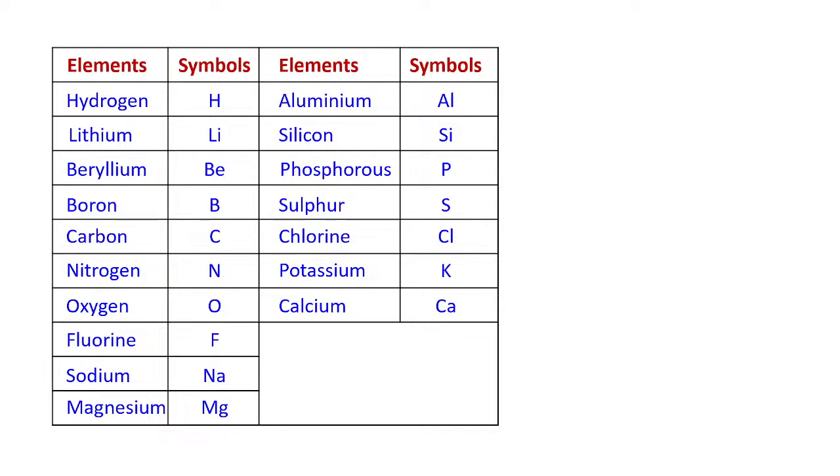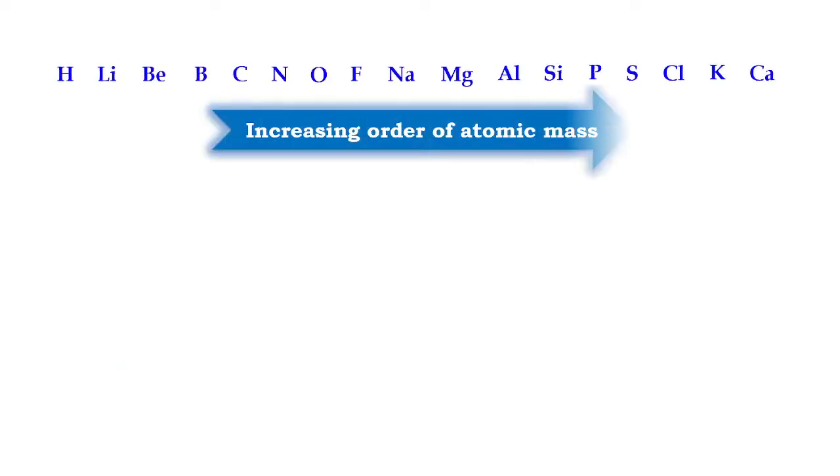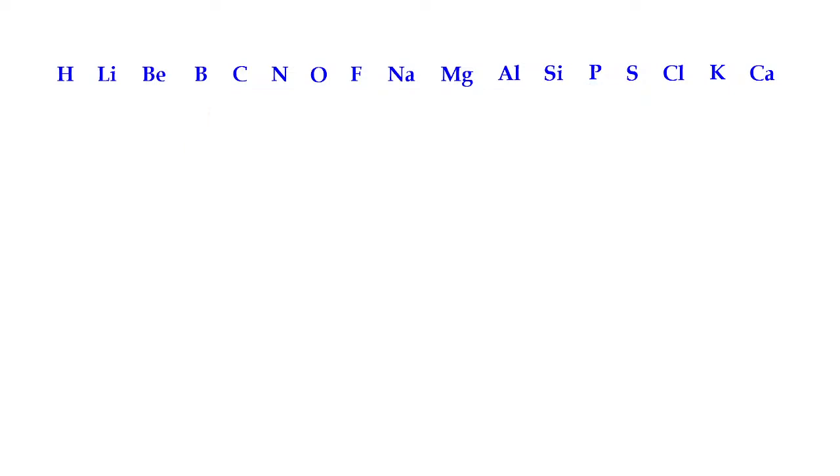Among this, whatever I have shown you, a question was asked from here. What is the notation? How will I write mercury? How will I write gold? A question was asked like this. So these elements and their symbols, you should know them. Okay? Next, increasing order of the atomic mass.